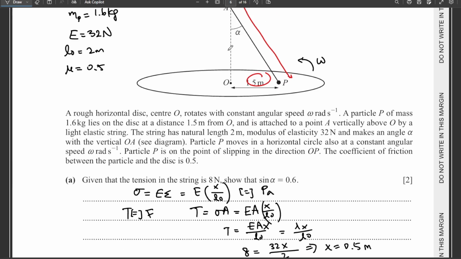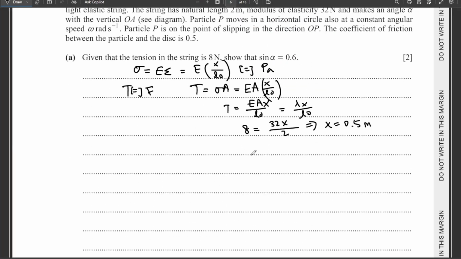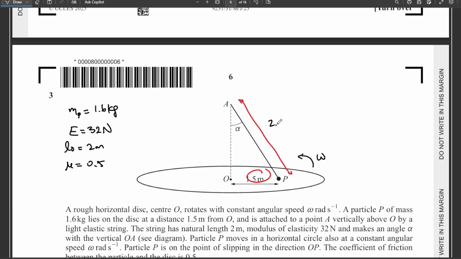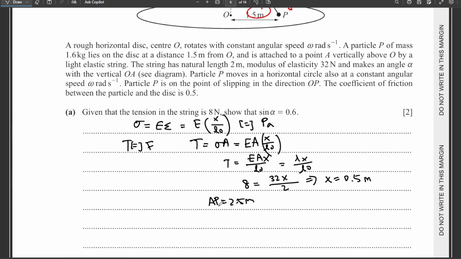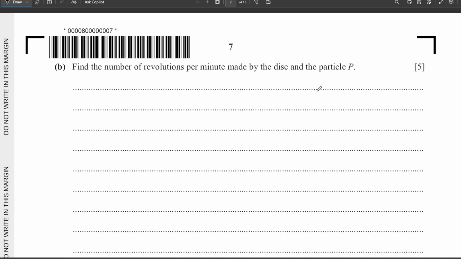So we know AP therefore is 2, the original length, plus 0.5. So AP is 2.5 now. Just label it here also. And therefore, sine alpha is opposite 1.5, or OP, over AP hypotenuse. So 1.5 over 2.5, that is 0.6. And therefore you have proven this. Alright, now we go for part B.